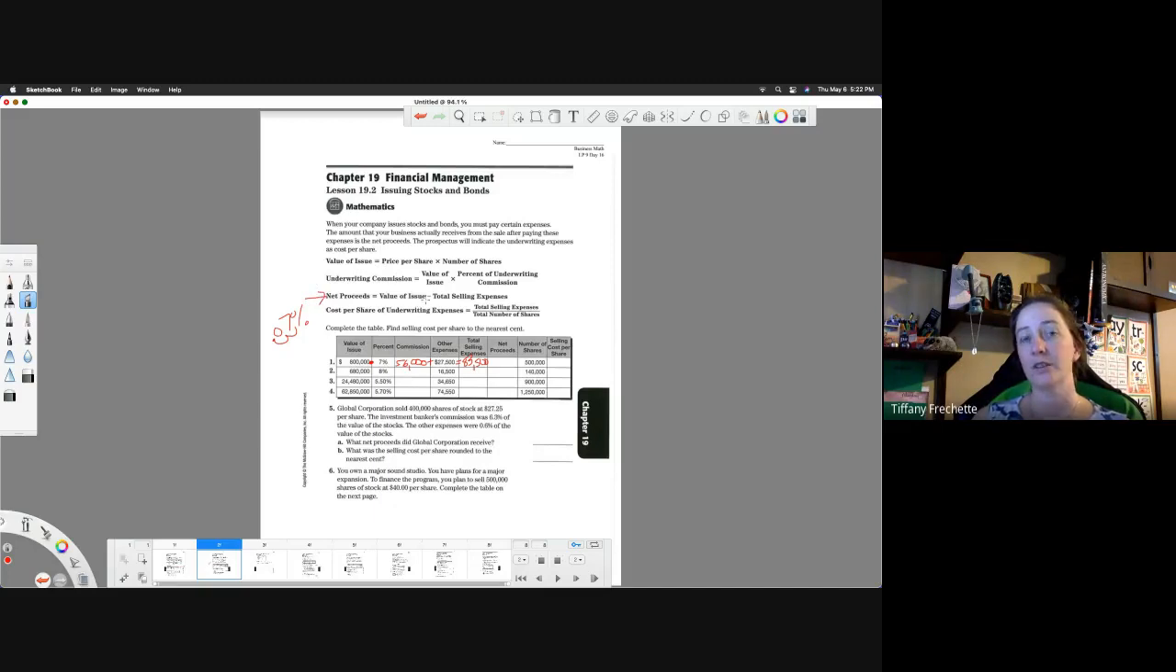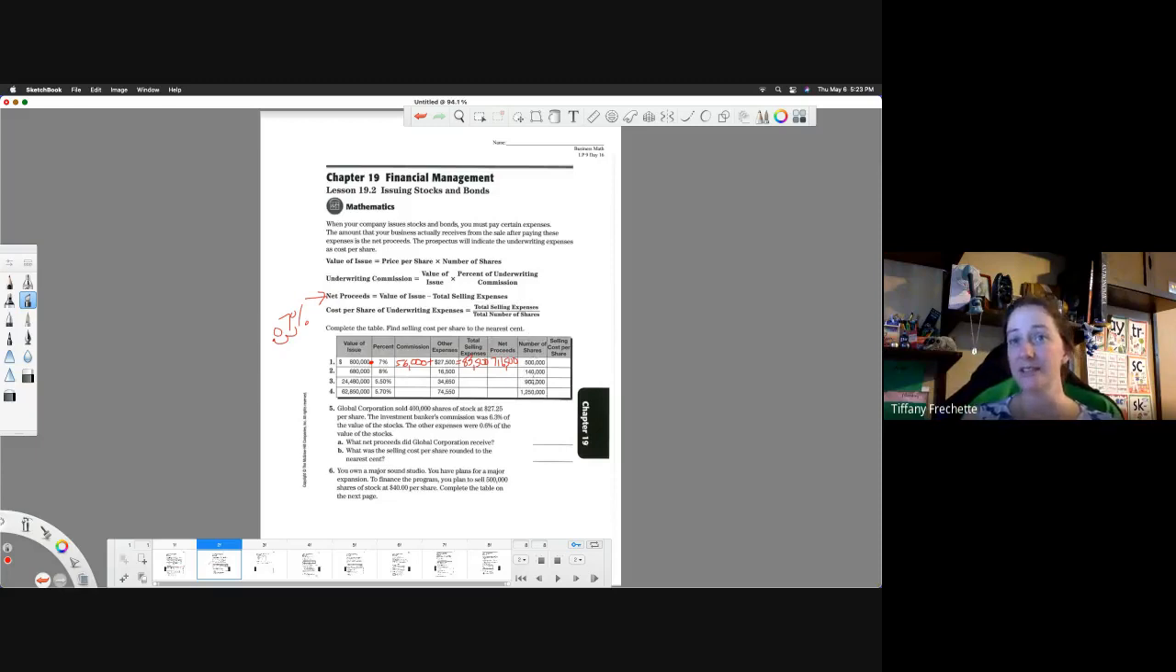Net proceeds, remember, we can calculate the net proceeds right here. It tells us that we're going to do the value of the issue minus the total selling expenses. So total selling expenses, value of the issue. We have those two columns. Yes, we have to fill this one in, but as long as we filled it in, we can do this. So we're just going to subtract this 83,500 from 800,000. So my net proceeds end up being this much, 716,500.